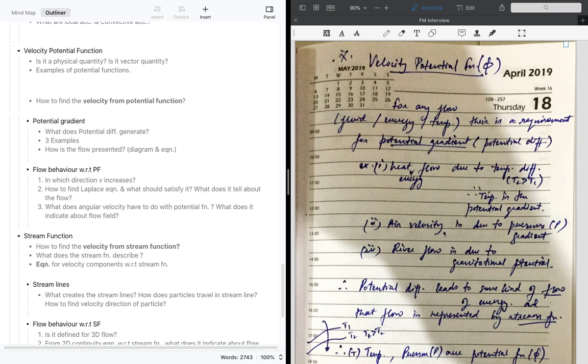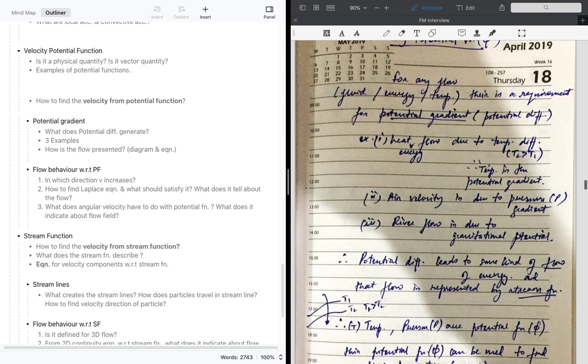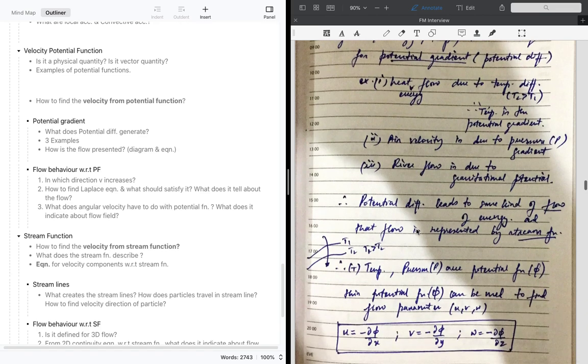If air has to flow, that means there should be a pressure gradient, a pressure difference, from high pressure to low pressure. If the river has to flow, there should be a gravitational potential difference, that means high gravity to low gravity. So basically it means the potential difference leads to some kind of flow of energy, and that kind of flow is represented as a wave function. We will see that later.